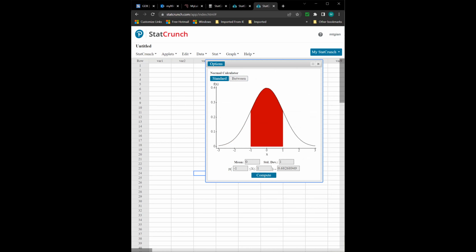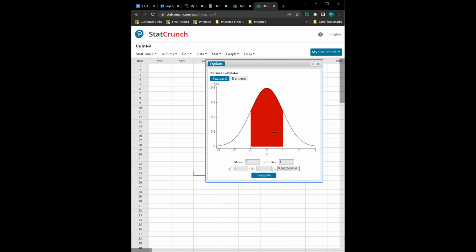All right, is there any way to switch this so that it does outside? No. Okay, well, that kind of stinks. But what we're going to have to do is do between, and then we'll subtract. So it's going to give us the middle, and then we're going to have to subtract from 1 to get the outside. So don't forget the area under the curve for a normal distribution, the total is 1.